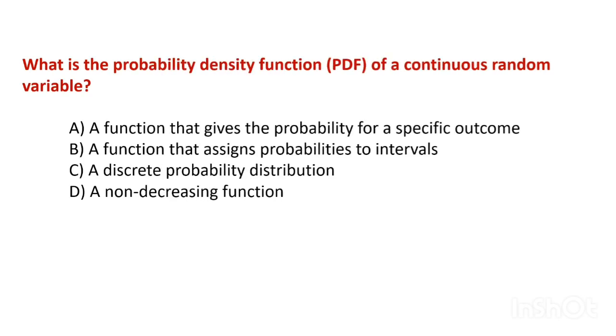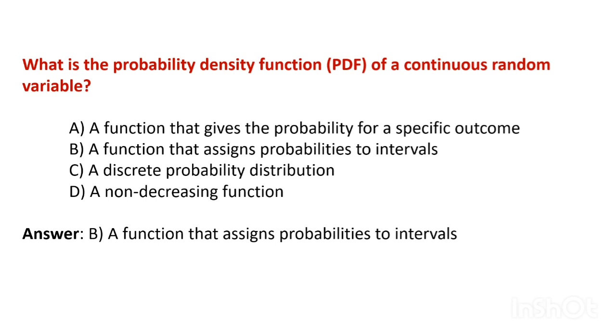What is the probability density function of a continuous random variable? The probability density function of a continuous random variable is used to compute probabilities over intervals, not specific values. Correct answer is B. Why? Because it is a function that assigns probabilities to intervals only.